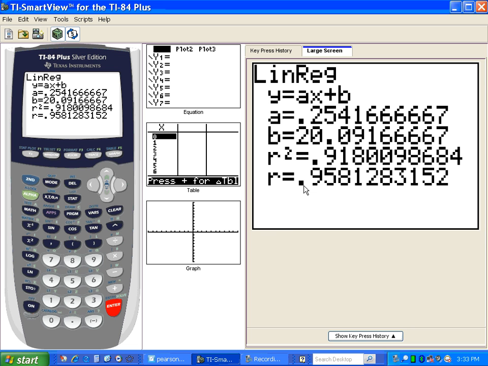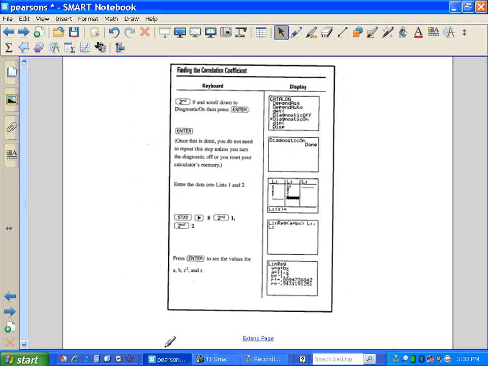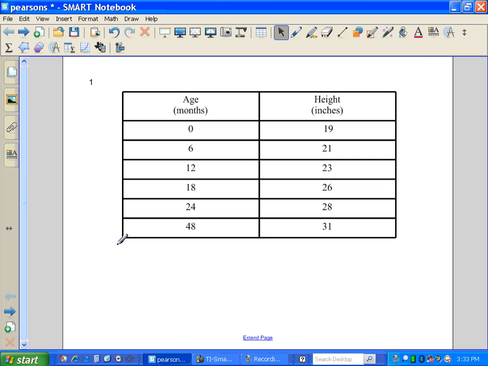And hopefully you're saying to yourself right now that 0.958 is very close to +1. So that means there is a very strong positive relationship between babies' ages and their heights. Let's go back to this. So we found that the R, Pearson's R, was 0.958, so this relationship shows a strong positive.